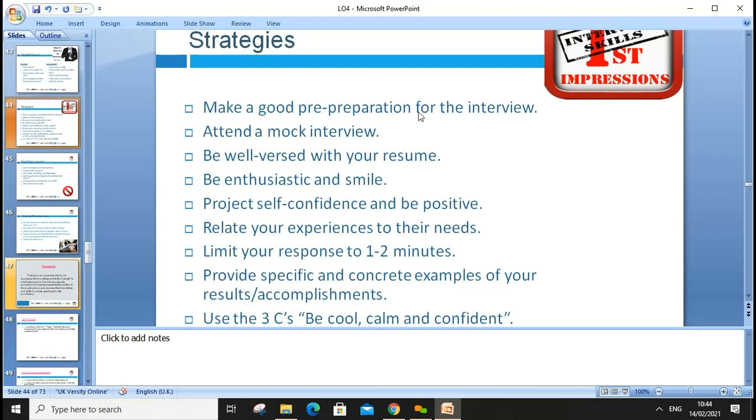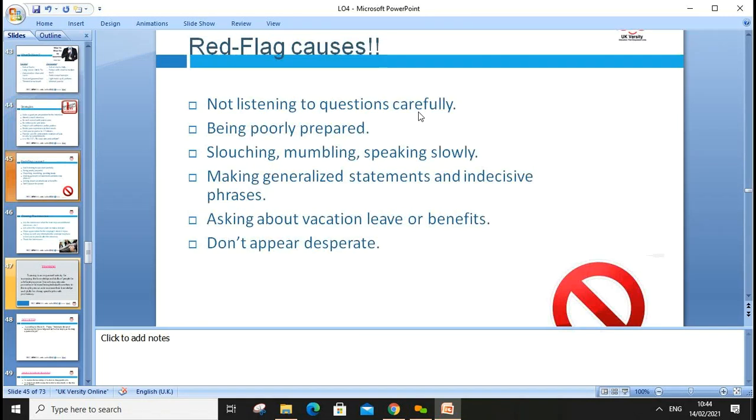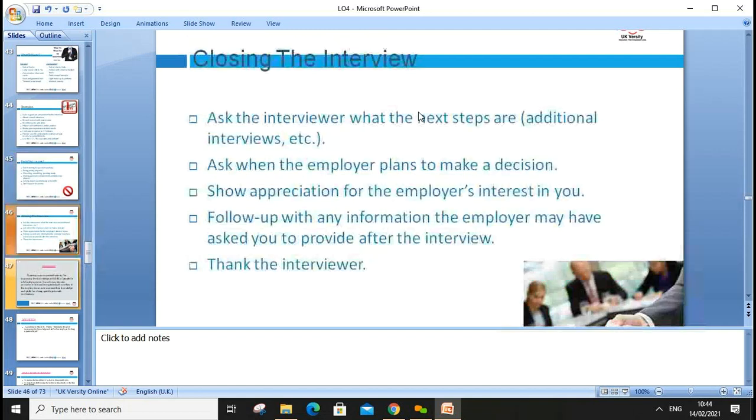So we make good preparation. Attend mock interviews and be well versed with your resume. Always, guys, my advice is that when you send the application, keep a copy and go through what you wrote, because sometimes we don't remember. Those are the strategies we can adopt. Red flags are not listening to a question carefully and being poorly prepared. Yes, that can be a problem.